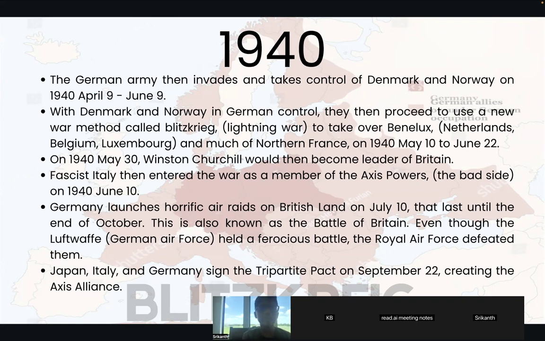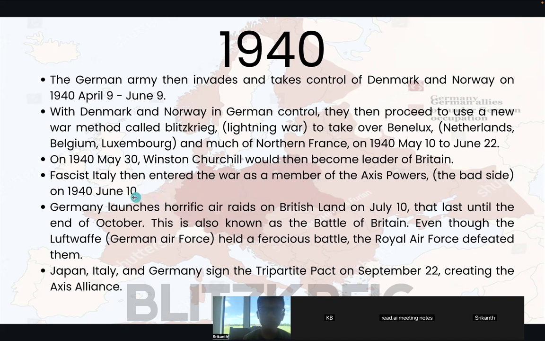And now, with Denmark and Norway in German control, they proceed to use their new war method, which I have already mentioned, called Blitzkrieg, to take over the Benelux countries, consisting of countries like the Netherlands, Belgium, and Luxembourg. So, Luxembourg, Belgium, and the Netherlands, from May 10th to June 22nd, 1940.